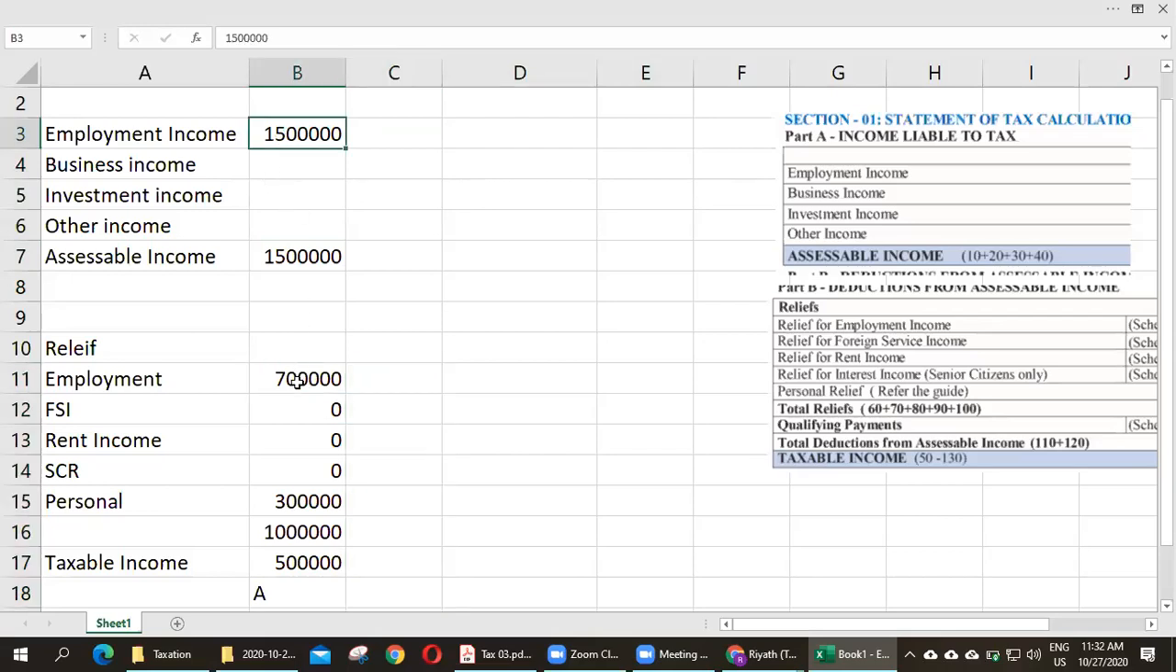He is eligible to get relief on this employment income because he has employment income. Therefore, he can get the maximum relief. There is no rent income and no senior citizen relief, only personal relief. How much is the balance? 1.5 million minus 700,000 equals 800,000. From this 800,000, he is eligible to get a maximum of 500,000. So therefore, his taxable income equals 300,000. Clear?